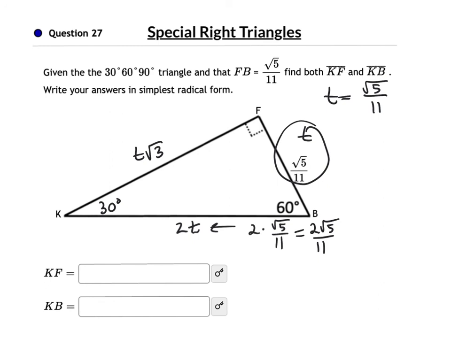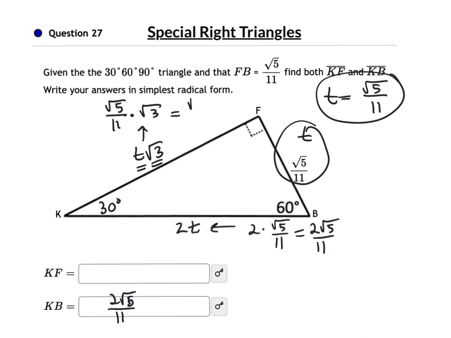So KB is 2 root 5 over 11. KF right here is T root 3. And T, remember, is root 5 over 11. So it's root 5 over 11 times root 3. It's T times root 3. That will be root 15 over 11. Root 15 over 11 is the answer for KF.